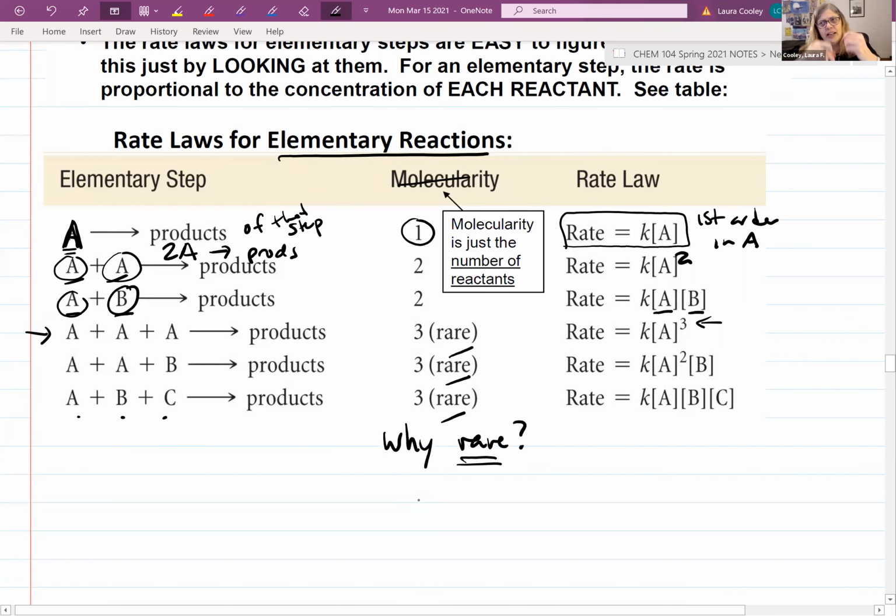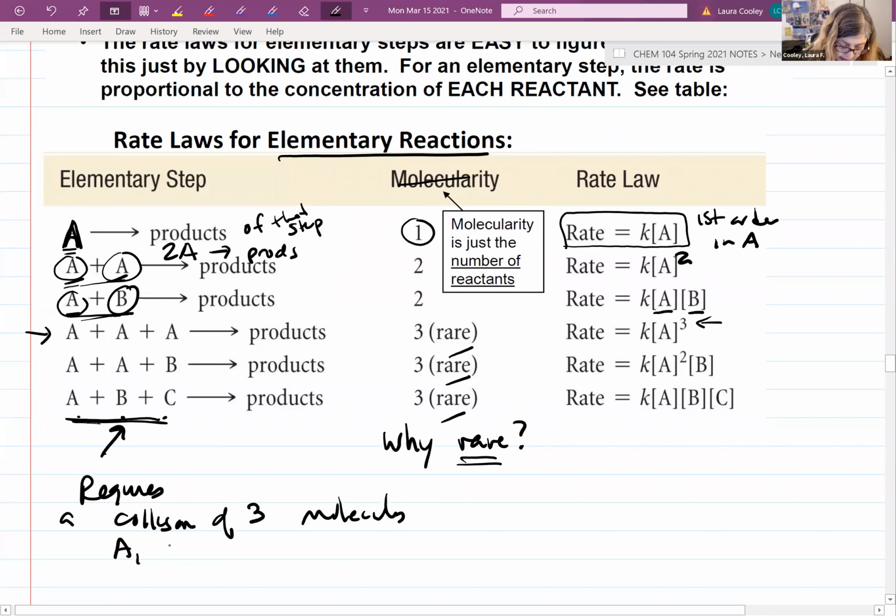Have these guys, they're all colliding in the soup, in the reaction mixture. What this reaction relies on is a collision of 3 particles at the same time. That's going to be a whole lot less often than a collision between 2 particles. So this requires a collision of 3 molecules, A, B, and C, at the same time, because this is telling you exactly how this molecular event occurs. It occurs as written, which means that you need a collision of all three.